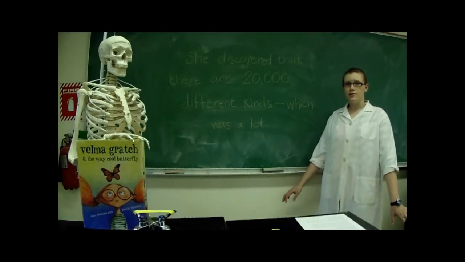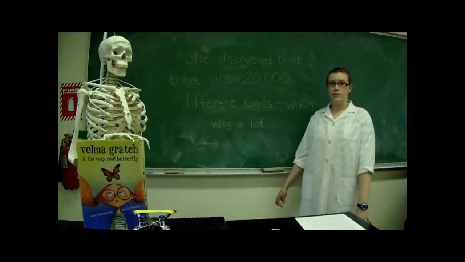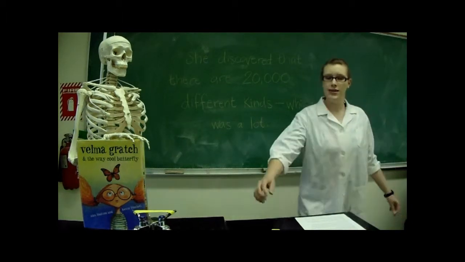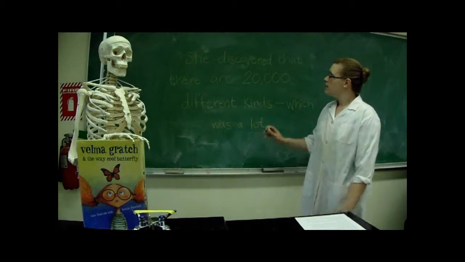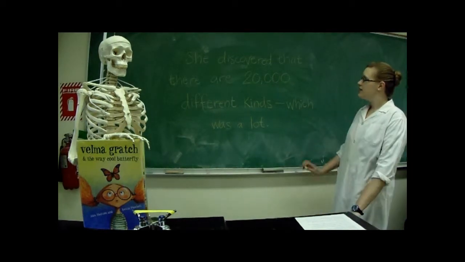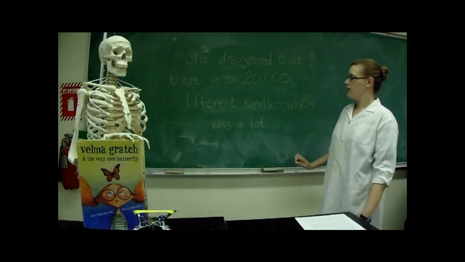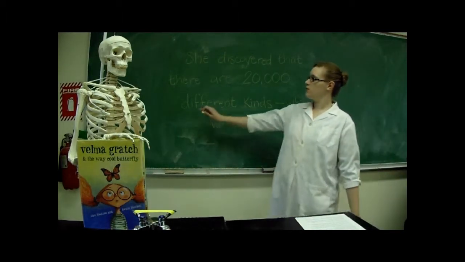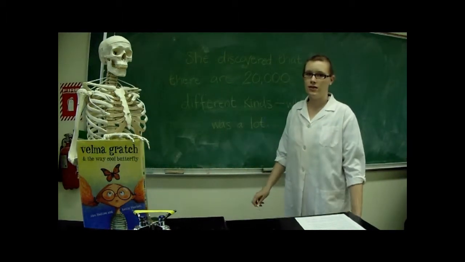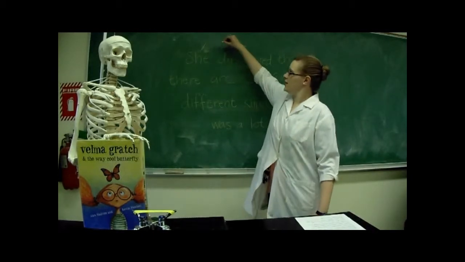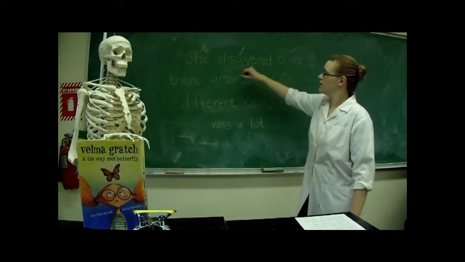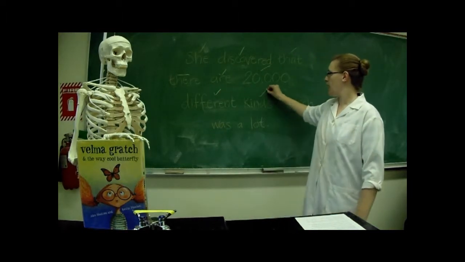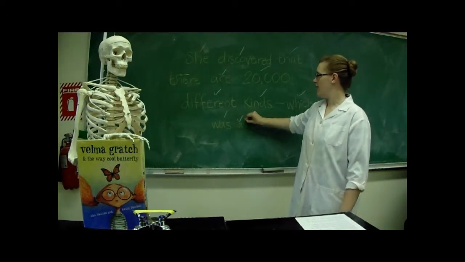The next mark we're going to talk about is an omission. Omission happens when a student skips over a word that is in the text. Here's how it works. The actual sentence in the book reads, she discovered that there are 20,000 different kinds, which was a lot. Let's say the student skipped over the word there. So here's how the sentence would read. She discovered that are 20,000 different kinds, which was a lot.